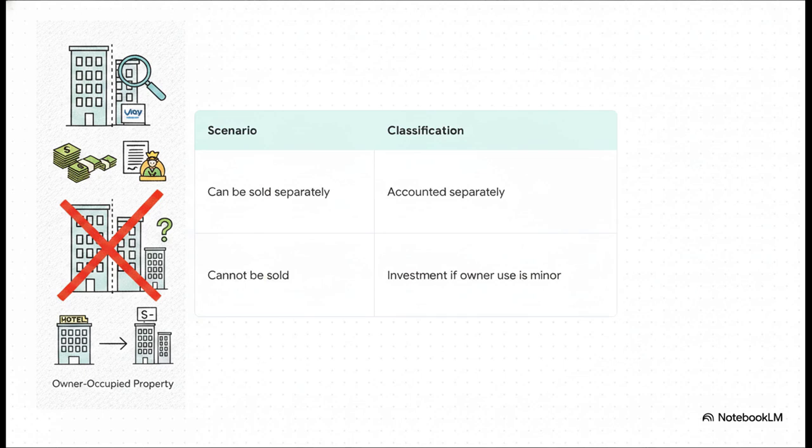Okay, let's talk about the tricky rule versus exception scenarios, mixed-use assets. Picture an office building where a company rents out 90% of the floors but uses the other 10% for its own headquarters. If those spaces can easily be sold or leased separately, you just account for them separately. Simple enough. But if they can't be split up, VAS 05 says it's only classified as an investment property if the portion the owner uses is considered, quote, insignificant. For example, if a company owns a hotel, because they provide significant services to guests, it's owner-occupied. But if they just own an office building and provide basic security to the tenants, it stays an investment property.